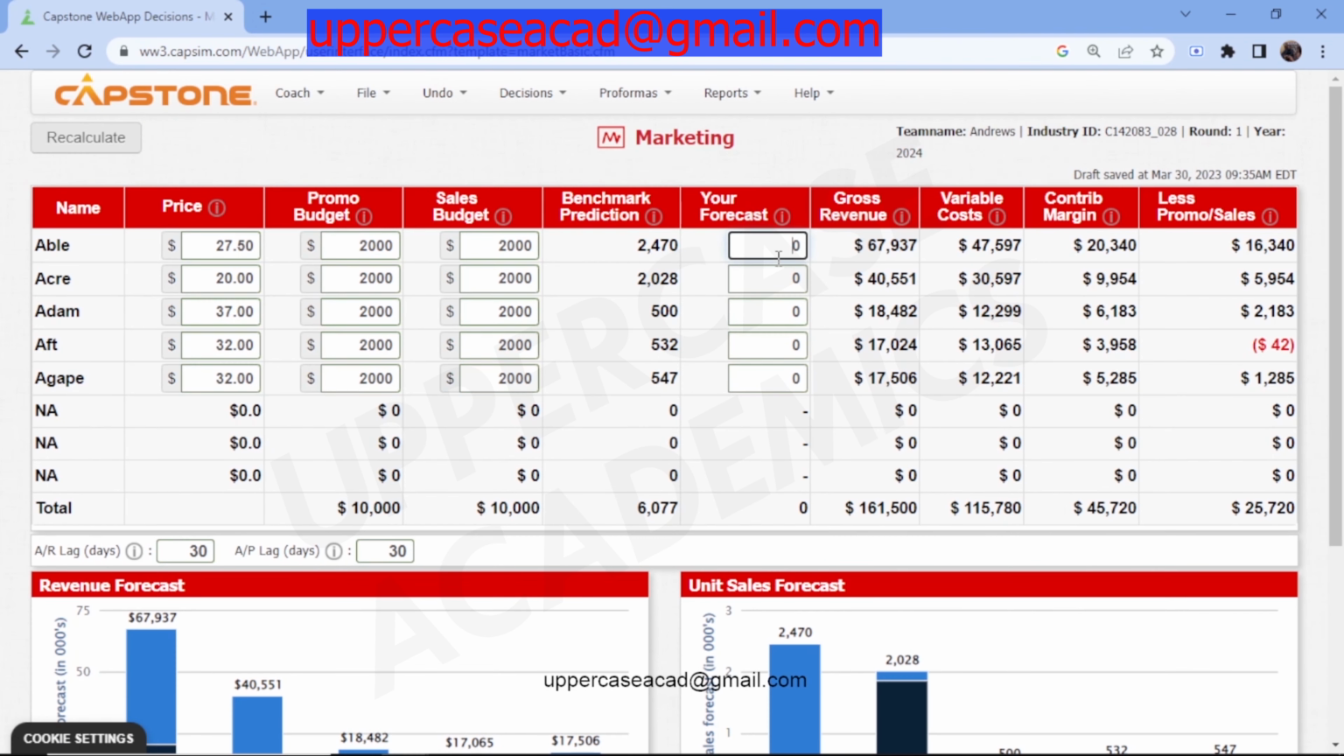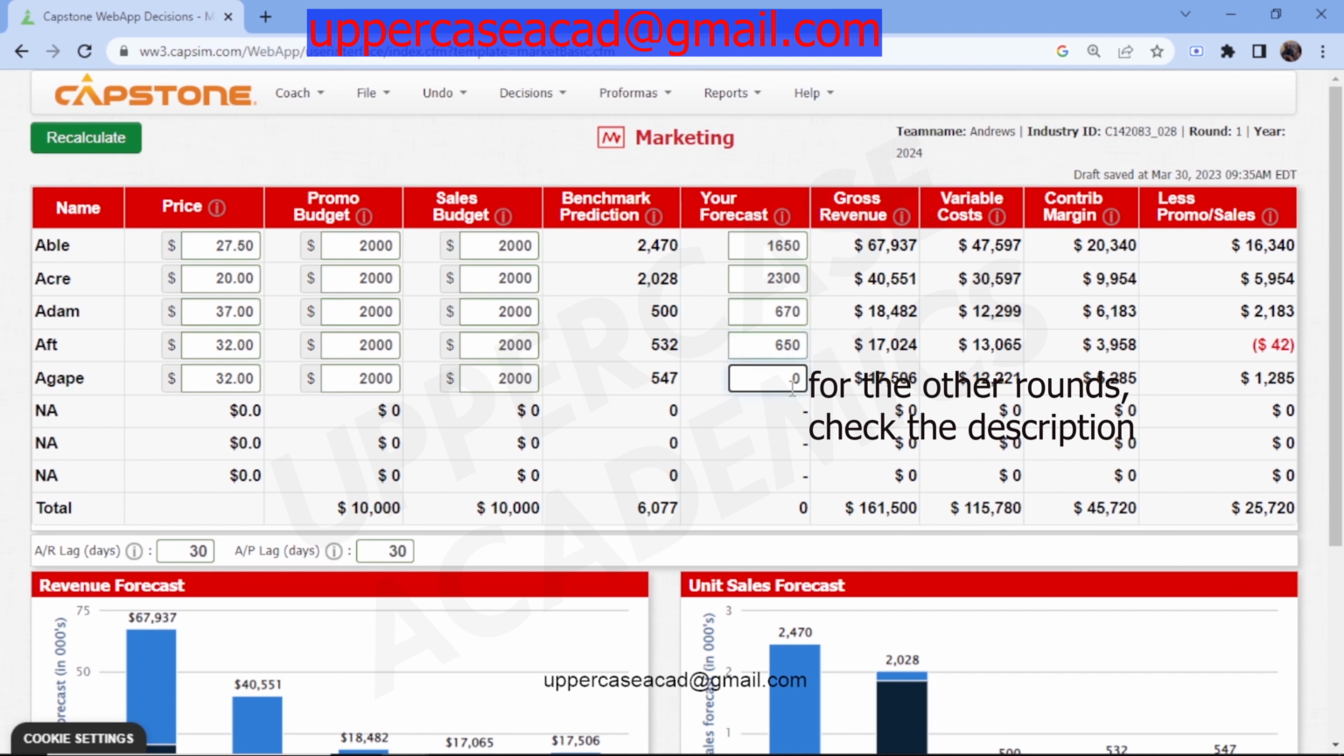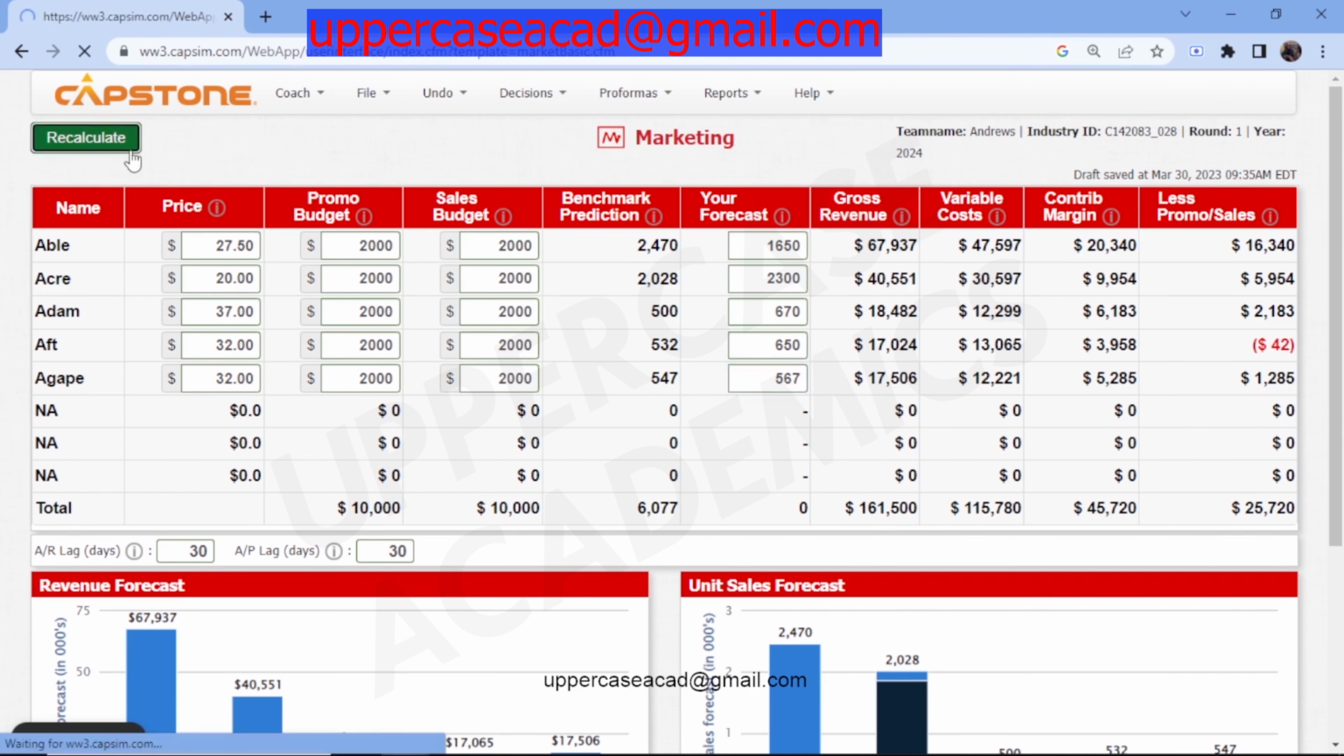In the forecasting, this is where I focus on the number of products that I believe I can sell in a given year. So for Able, I can sell 1,650 units. Then for Eka I can sell 2300. Then here I can sell 670. Here I can sell 650. Then here I can sell 567. Then I'll calculate.